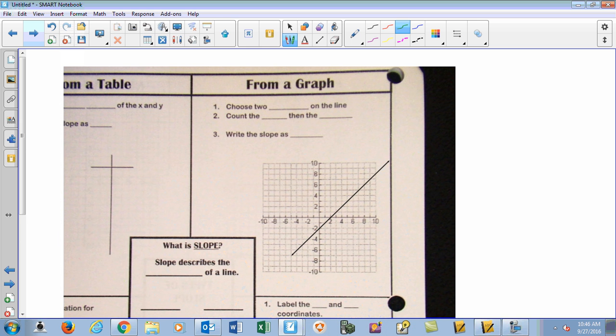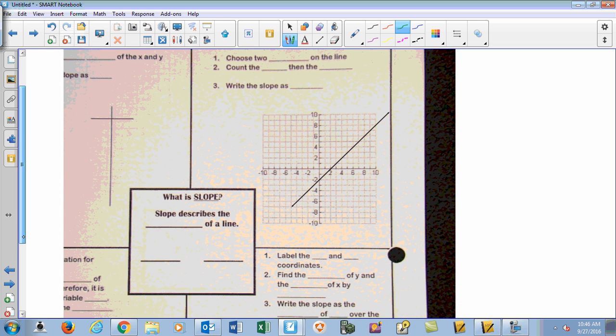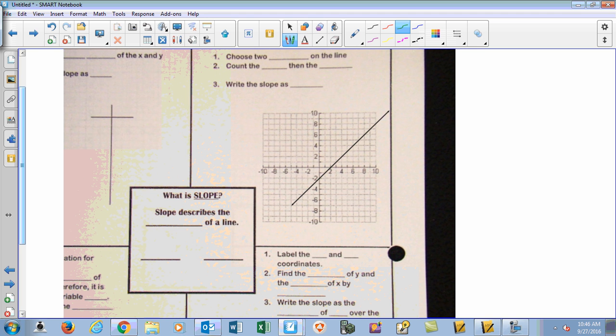So let's fill in this middle box here. What is slope? Slope describes the blank of a line. What do you think can fit there? The blank of a line. Give it a shot. Angle, we're going to use steepness.